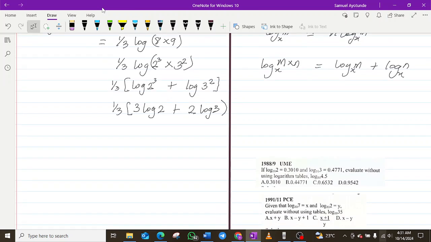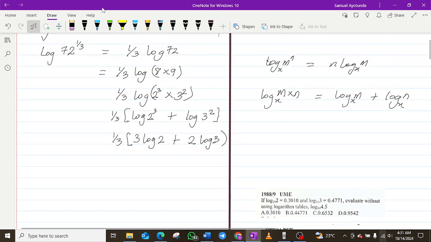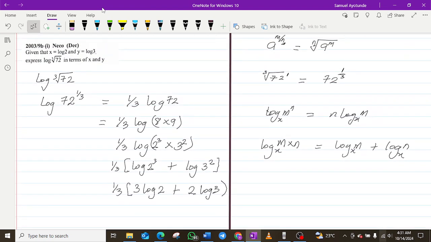So from here, we can go ahead and do our substitution. Let's look at the values we are substituting. Now from the question, log 2 will be replaced with x and log 3 will be replaced with y. That means we have 1 over 3 in brackets. Instead of the log 2 we have x, so it will be 3x, plus, instead of the log 3 we have y, so it will be 2y.